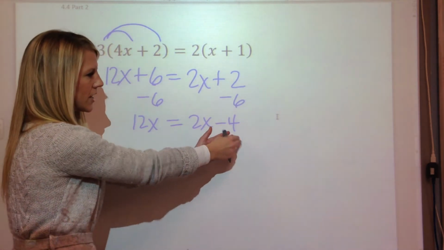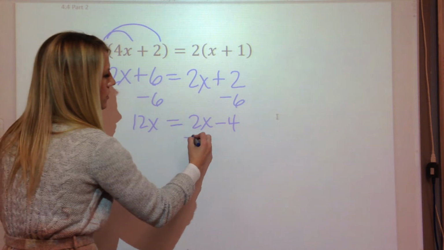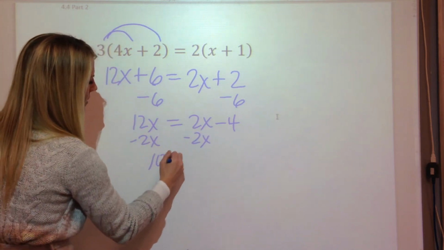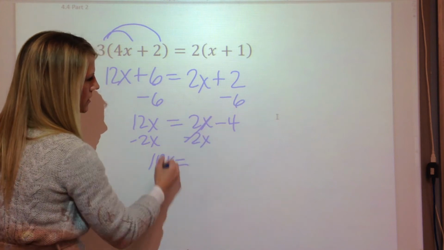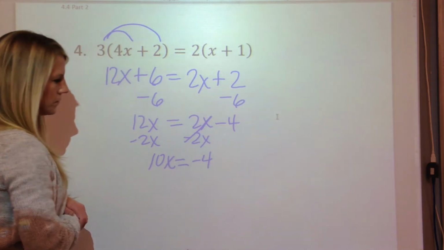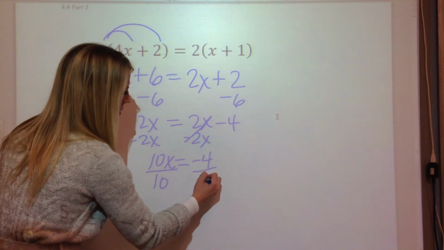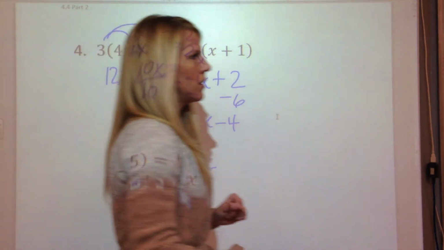So I've got my constant to one side, I've got to move the variable to one side. So let's go ahead and subtract the 2x from both sides. 12 minus 2, so we've got 10x equals, that's 0, negative 4. So what do I do to get x by itself? It's 10 times x. Anything divided by itself is always 1.